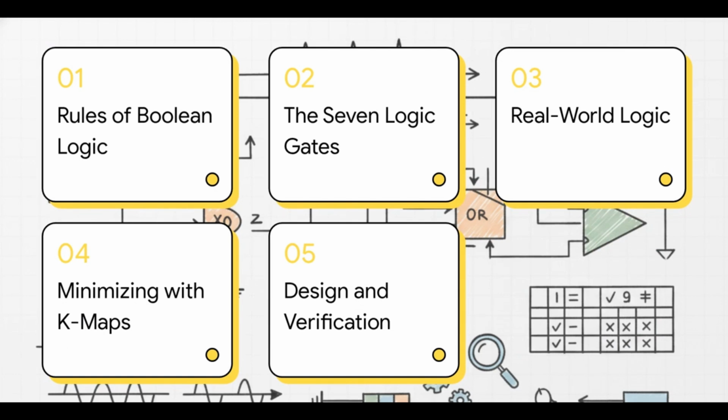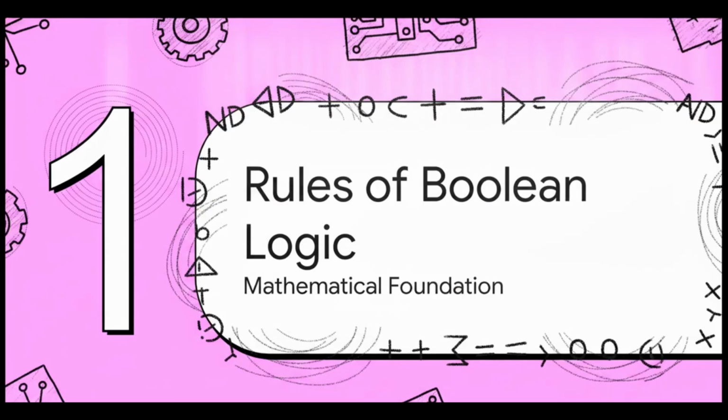So here is our masterclass blueprint for today. We're starting off with the rules of Boolean logic, then moving right into the physical logic gates, exploring real-world logic families, learning to minimize with K-maps, and finally wrapping up with design and verification. All right, Act 1, the rules of Boolean logic, which is our mathematical foundation.